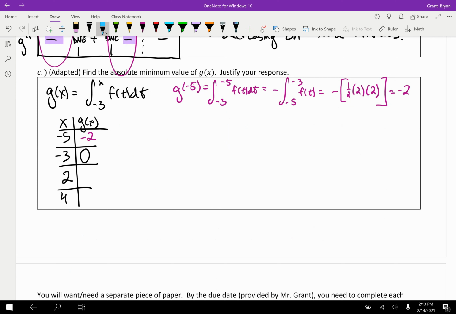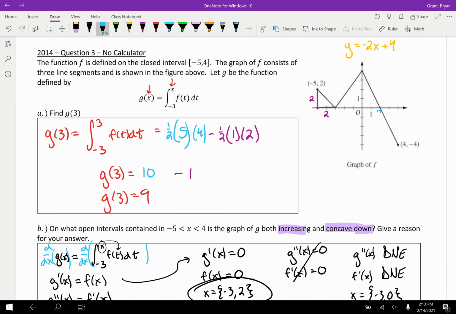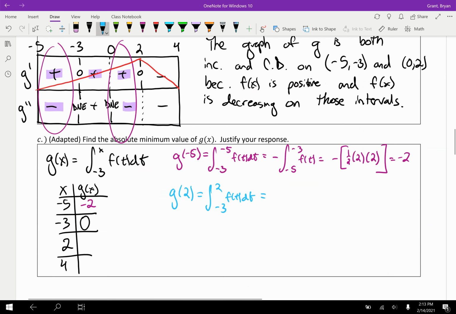What about +2? Well, this one we'll do in blue, so g of 2 is the integral from -3 to 2 of f of t dt. Looking up here, 2 and -3, that's just the triangle we found earlier, luckily and coincidentally in blue again. That one's just going to be 10.